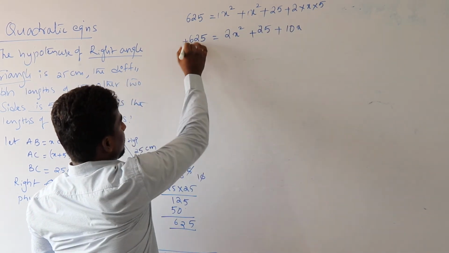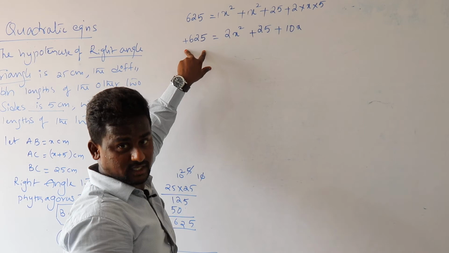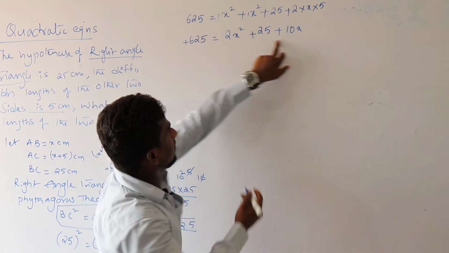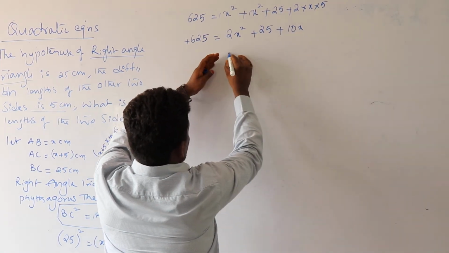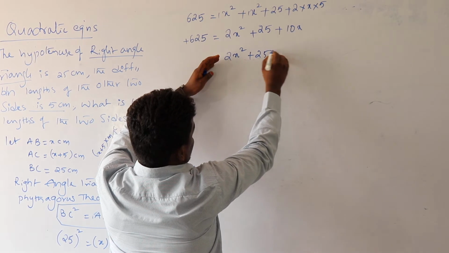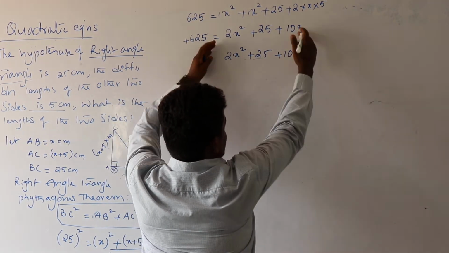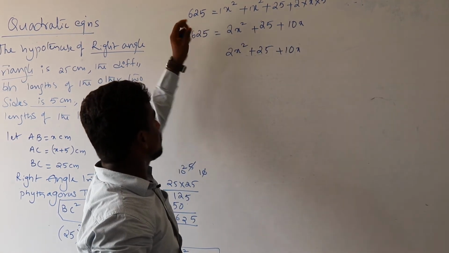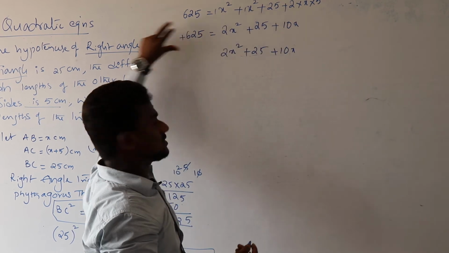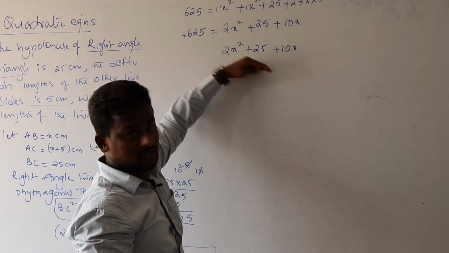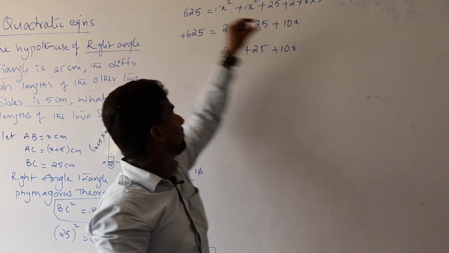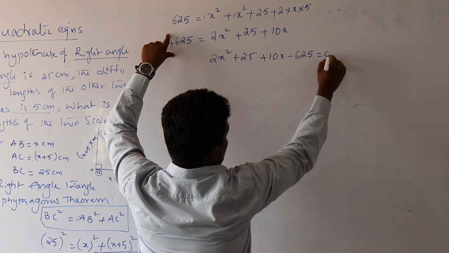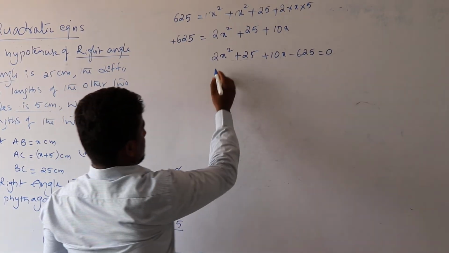Now this is a constant number, this one I am transposing to this side. Here plus 625, plus 25 on the left side. If it is transposed to the right side, it will become minus, remaining this one as it is. We are writing 2x square plus 25 plus 10x as it is, we are not transposing this. We have to transpose only one value, either this one or this one. This one only I am transposing to the right side. Plus 25 will become minus 625. Minus 625 equal to 0.